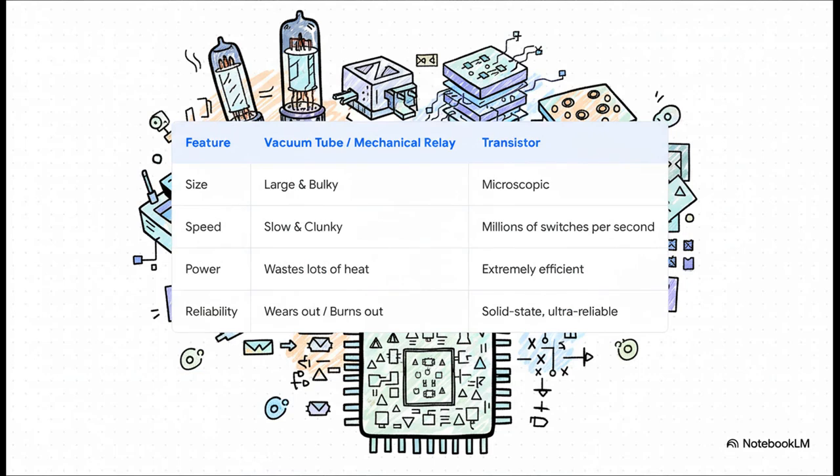Before transistors, we had vacuum tubes. And as you can see, they were these big, bulky glass things, while transistors are microscopic. They were slow, kind of clunky, but transistors can switch millions of times per second. Vacuum tubes got super hot, wasted tons of energy, and would burn out all the time. Transistors, they're incredibly efficient and ultra-reliable. It was a total game changer.